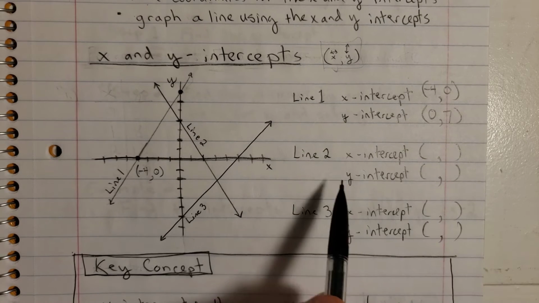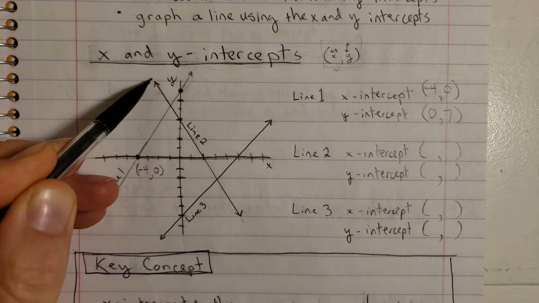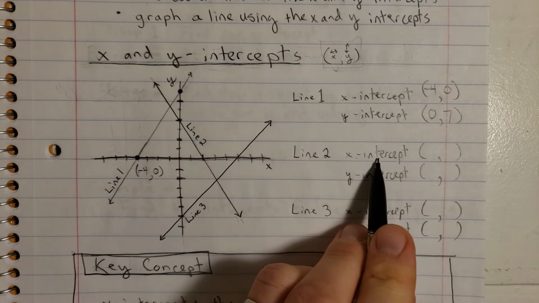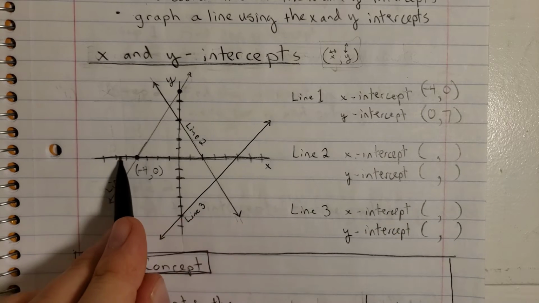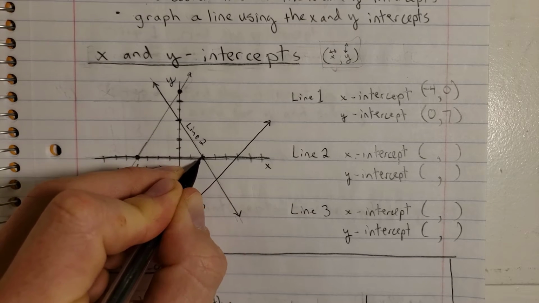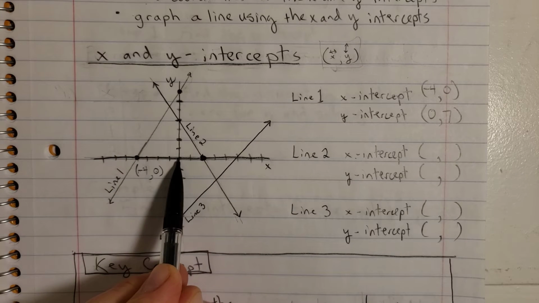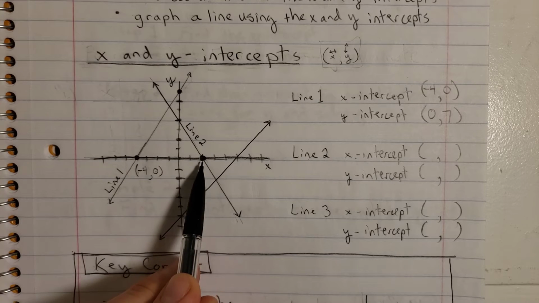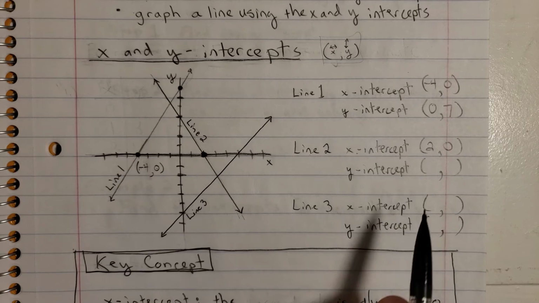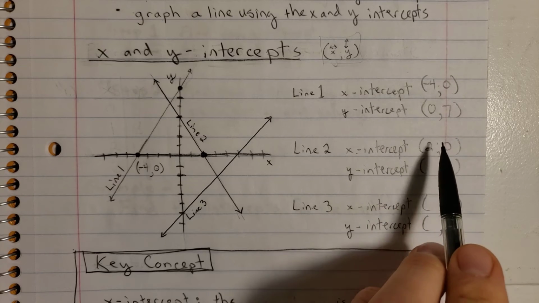Now we're going to line 2. So that's this guy. He has a negative slope, but we don't really care about the slope right now. We are looking for the intercepts. So let's find the x-intercept, which is where it crosses the x-axis. We're looking for where line 2 crosses the x-axis, and that is right here. So for our x-intercept, we start at the origin, and we go left 2, but we don't have to go up or down. We just go left 2, so that's negative 2, 0. Look at this x-intercept. Look at this x-intercept. What do you notice? What do they have in common?